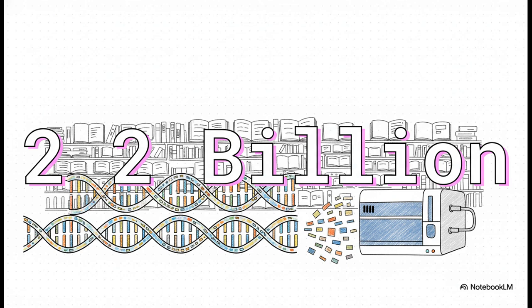A single run on an Illumina machine can produce over 2 billion separate DNA reads. That's not just reading one book anymore. That's like reading an entire library simultaneously.